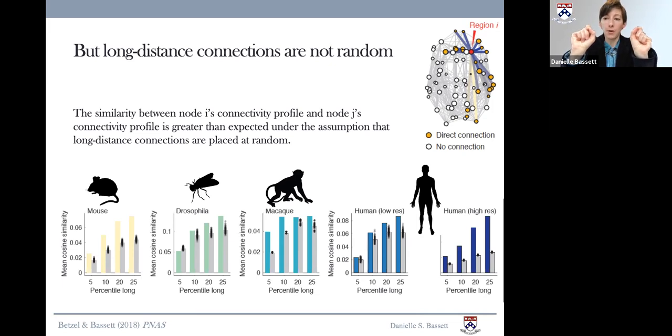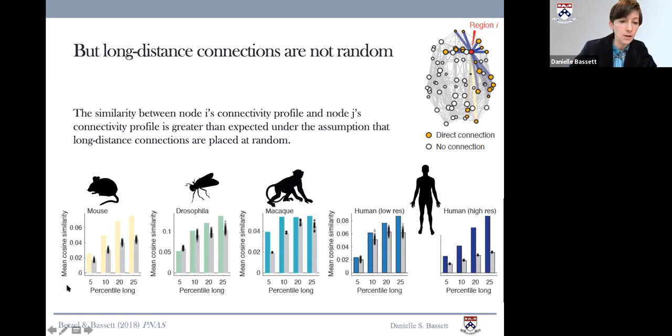So then we can say, well, if we just focus on the very long distance connections, is there high cosine similarity? So this node tends to connect to the same ones that this node does, or is there low cosine similarity? If long distance edges were placed at random, we would expect low cosine similarity. If long distance connections are placed with some shared principles, then we would expect high cosine similarity. Okay, so let's look at the data and see what happens.